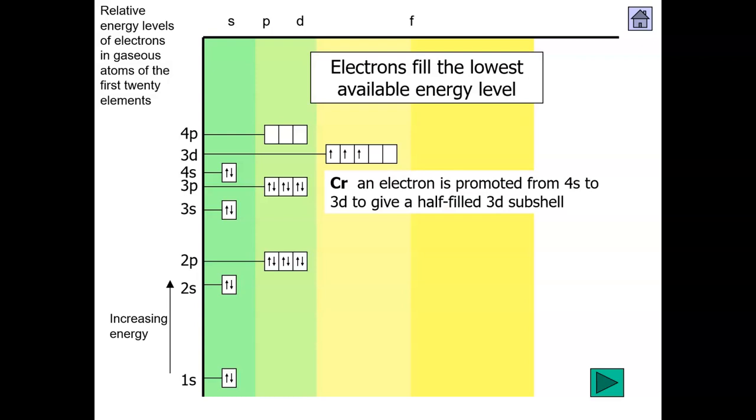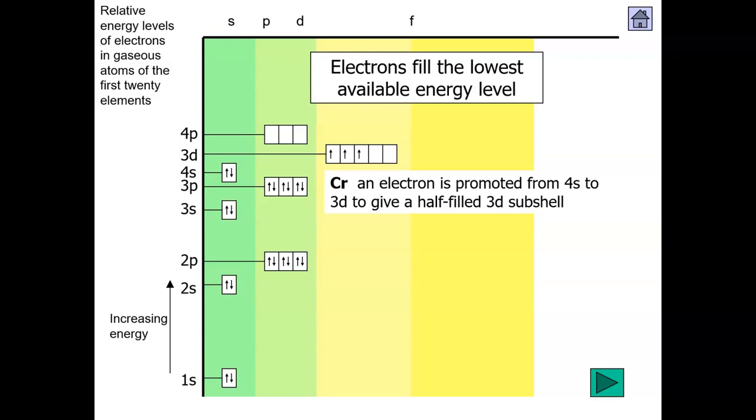Now, chromium does an interesting trick. In order to preserve the most stable electron arrangement, chromium is able to make a single electron occupy each of its 5 d orbitals. The way it does this is by promoting one of the paired 4s electrons into an empty position in the 3d subshell.